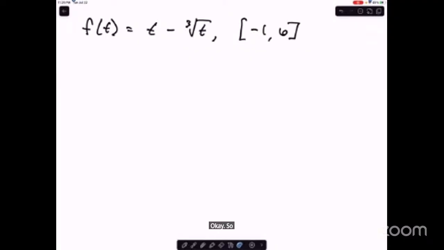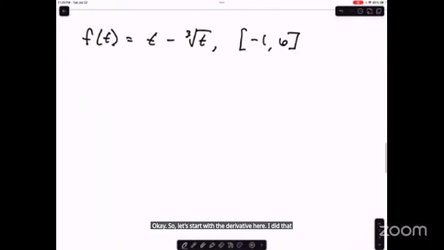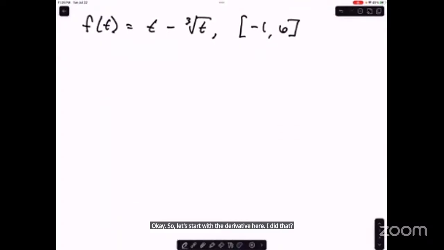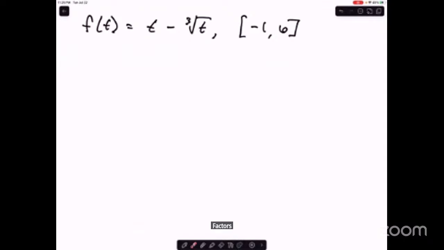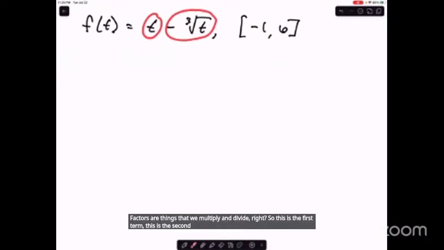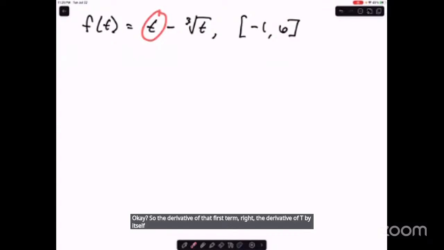So let's start with the derivative here. We're just going to do it term by term. Again, terms are things that we add and subtract. Factors are things that we multiply and divide. So this is the first term. This is the second term. So the derivative of that first term, the derivative of t by itself, is just going to be a 1.